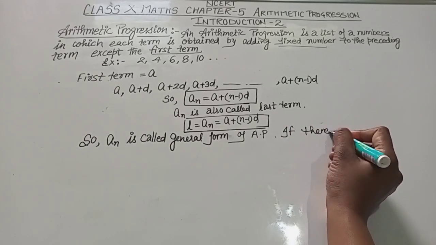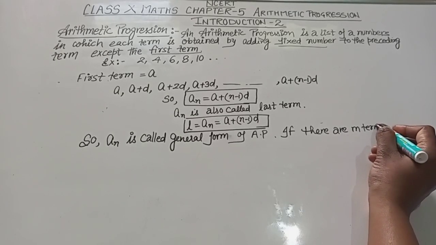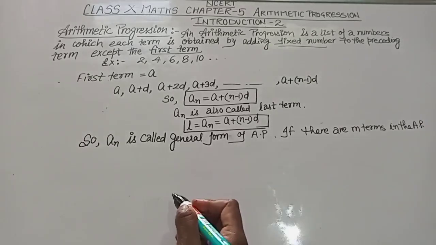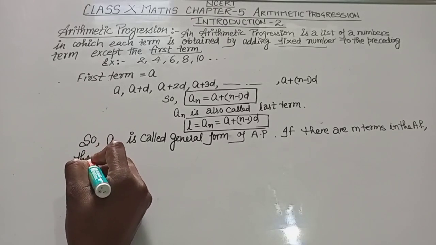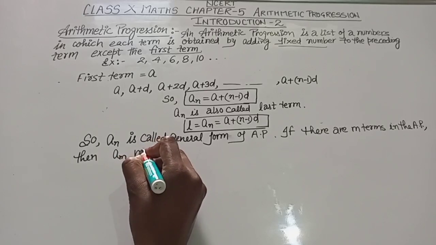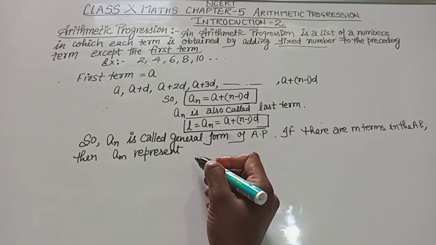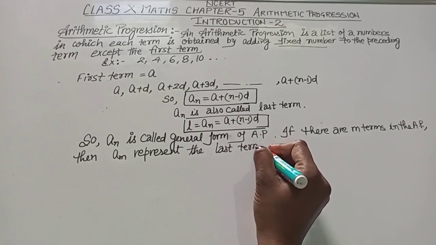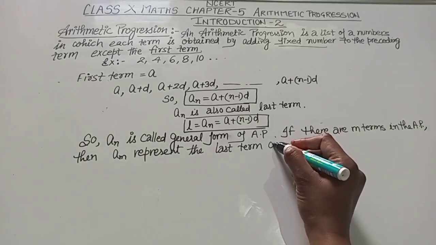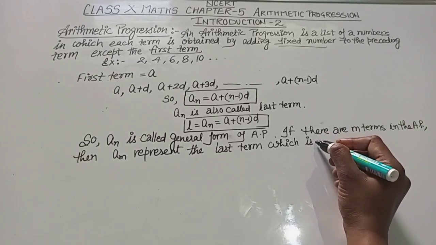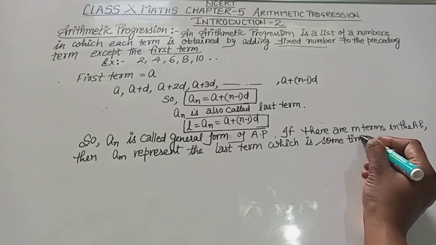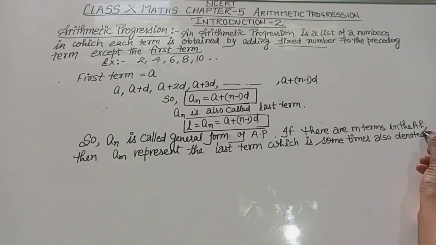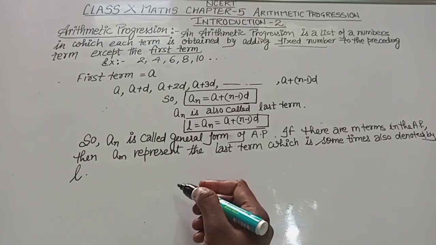If there are m terms in the AP, then am represents the last term, which is sometimes also denoted by L.